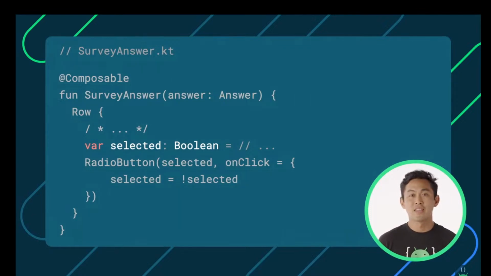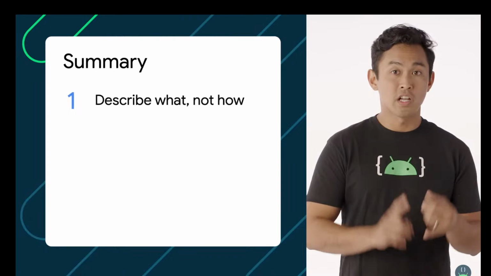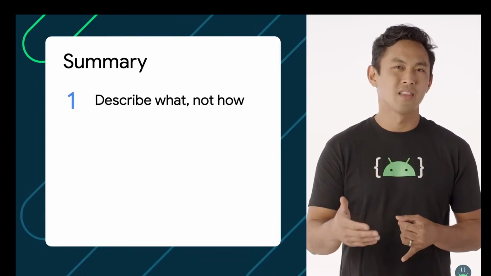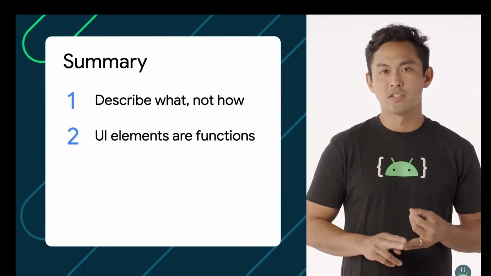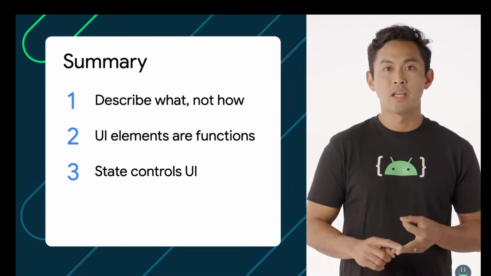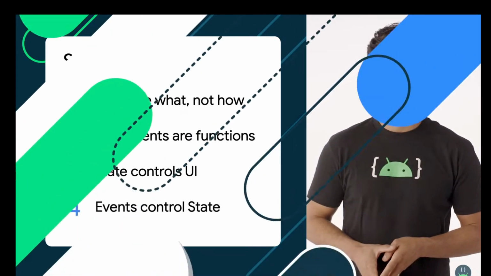In a production app, the state of the radio button should come from the answer state object, but we kept it like this to showcase how radio button state works. To summarize, to think in Compose, we declare what we want our UI to contain, but we don't tell it step by step how to do it, unlike views. We use Kotlin functions to represent our UI elements, we pass in state to control UI, and we use events to update state, which in turn updates our UI.